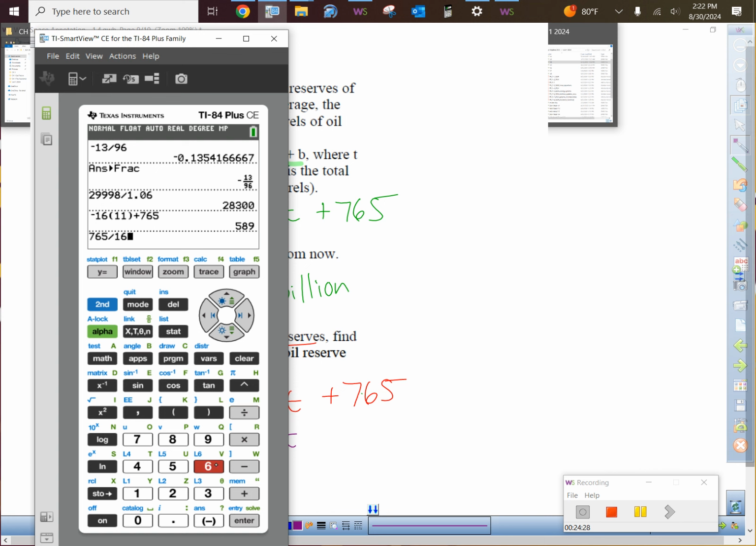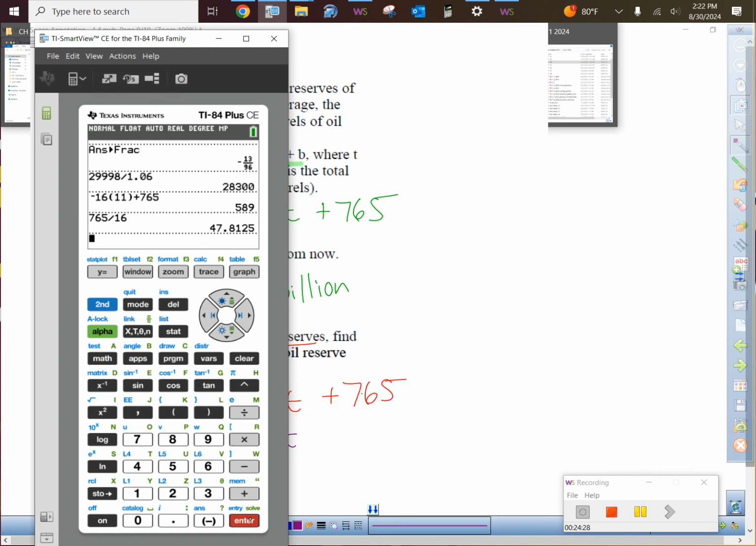765 divided by 16. I know they're both negative, but I already know that a negative divided by a negative is a positive, so I got rid of the negatives. It doesn't matter either which way. Did you get 47.8? We'll have to see how they want us to round.